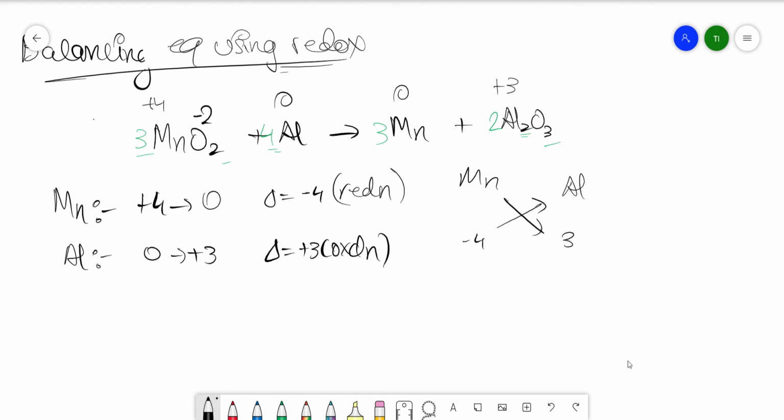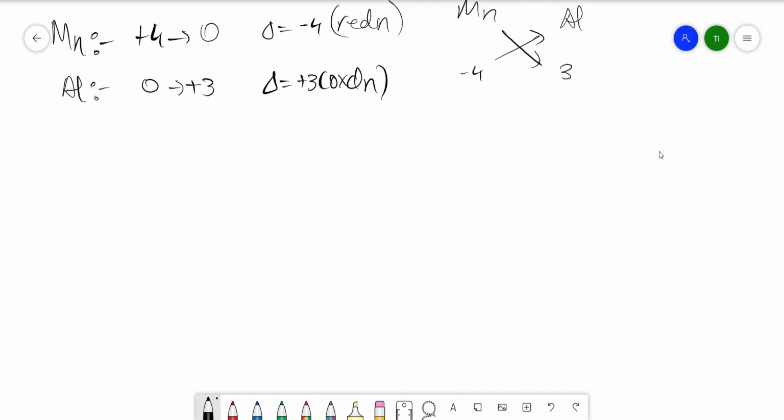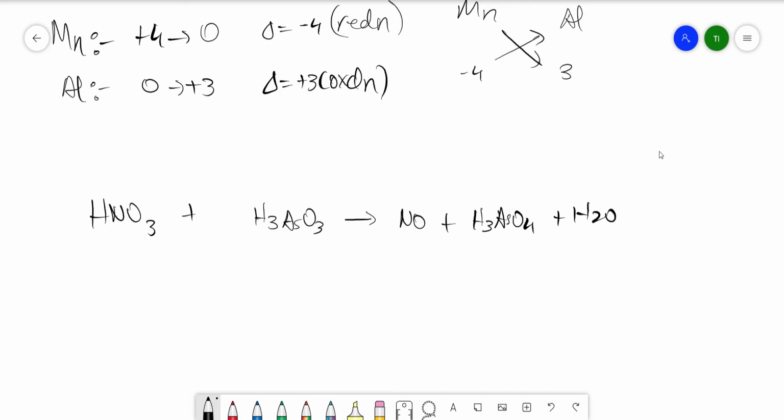So let's practice for some other equations, right? So HNO3 plus H3AsO3, I believe that's astatine, which gives you NO plus H3AsO4 plus H2O. Go ahead and try balancing this out using the redox method. Feel free to pause the video.